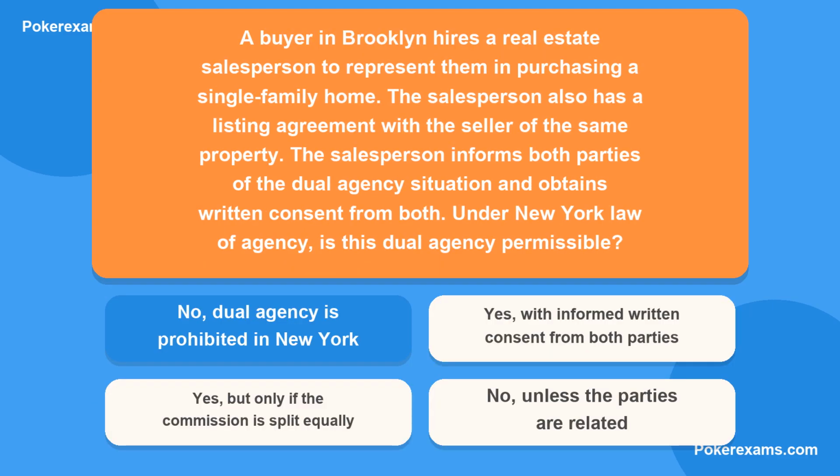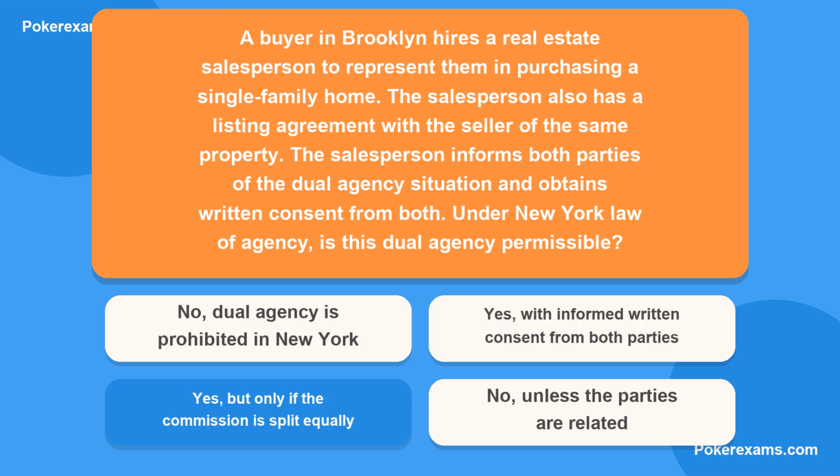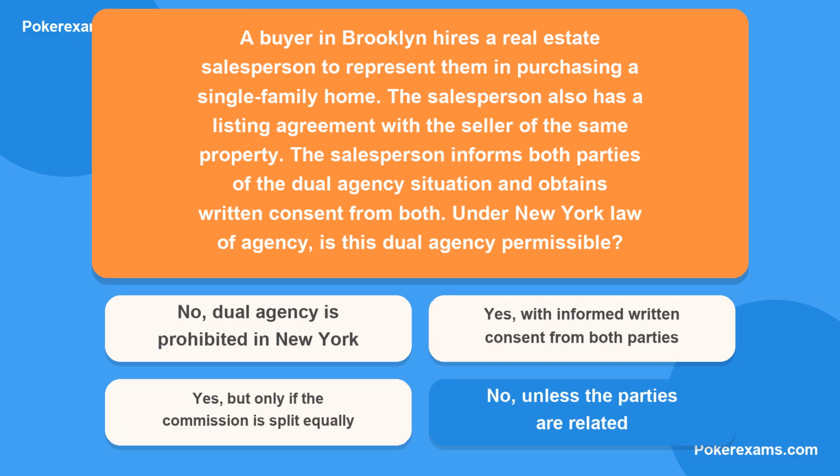Is it A, no, dual agency is prohibited in New York? Or B, yes, with informed written consent from both parties? Could it be C, yes, but only if the commission is split equally? Or lastly, D, no, unless the parties are related?